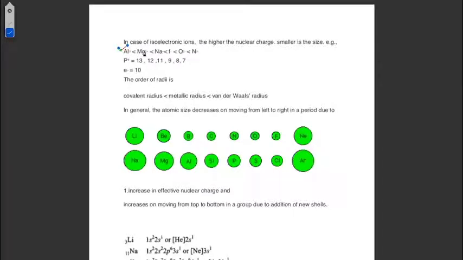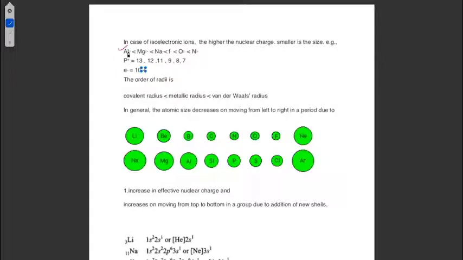Aluminium plus 3, magnesium plus 2, sodium plus 1, F minus 1, O minus 2, N minus 3. All these ions are isoelectronic ions as all these contain 10 electrons.